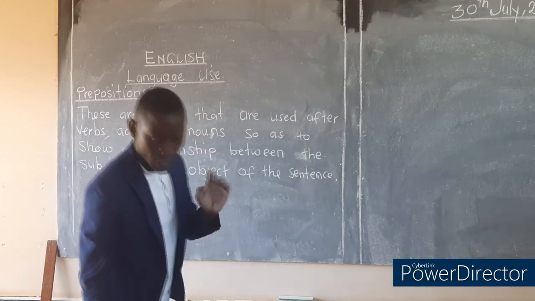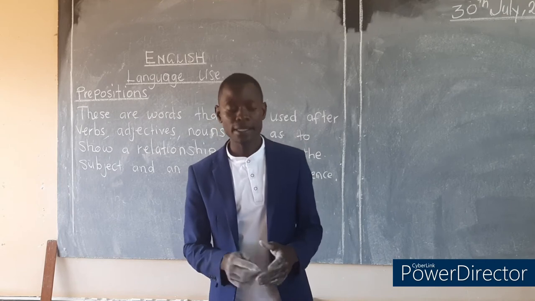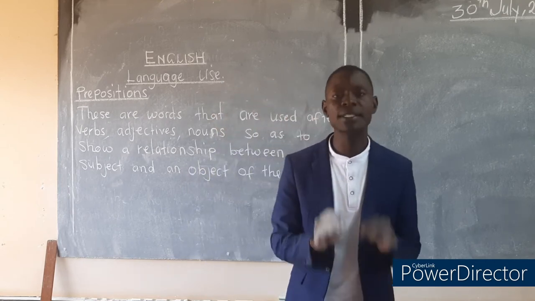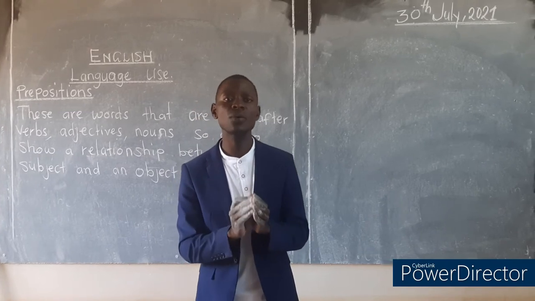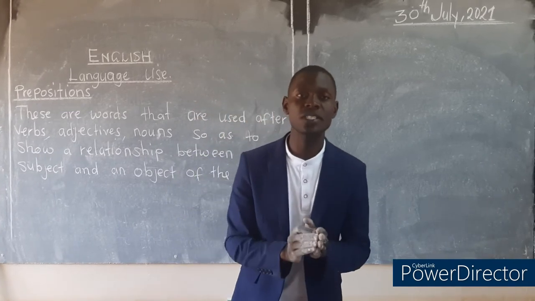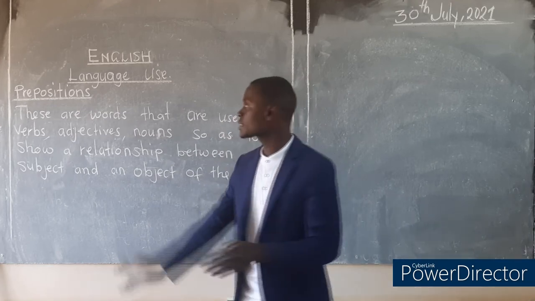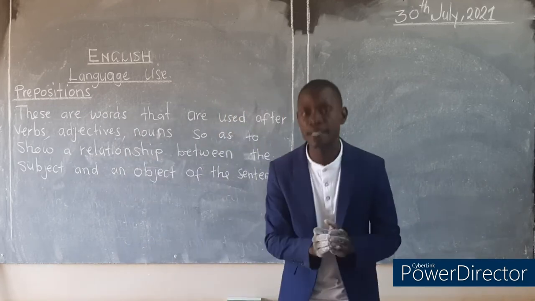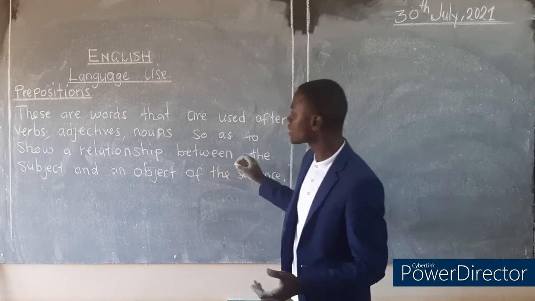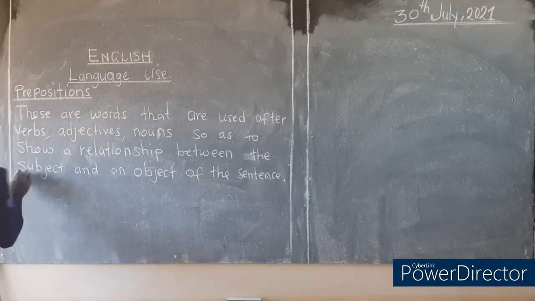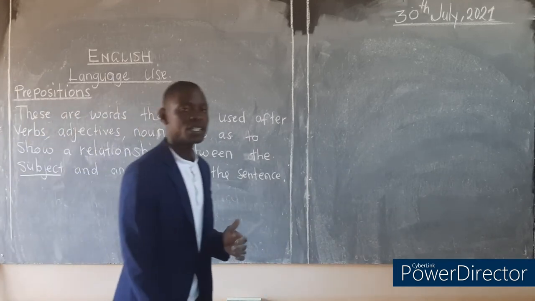We use these prepositions in sentences. Today when we look at these words, you may even be amazed to say, this is the preposition of this word. For us to understand in detail, somebody may be confused: why are we saying the subject and also the object of the sentence?